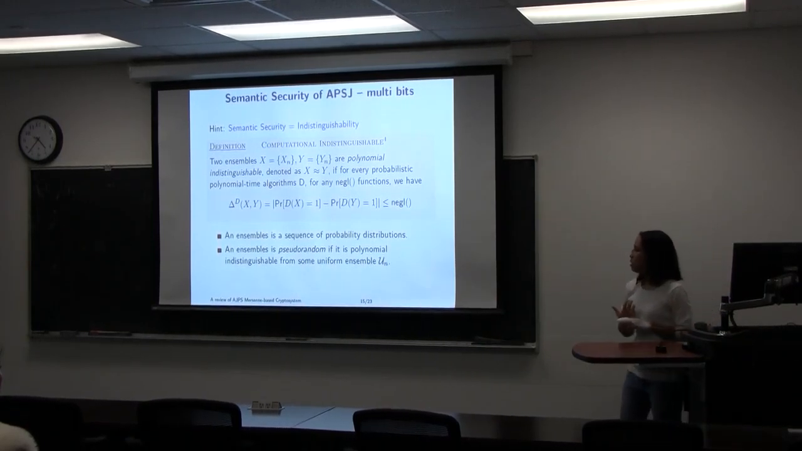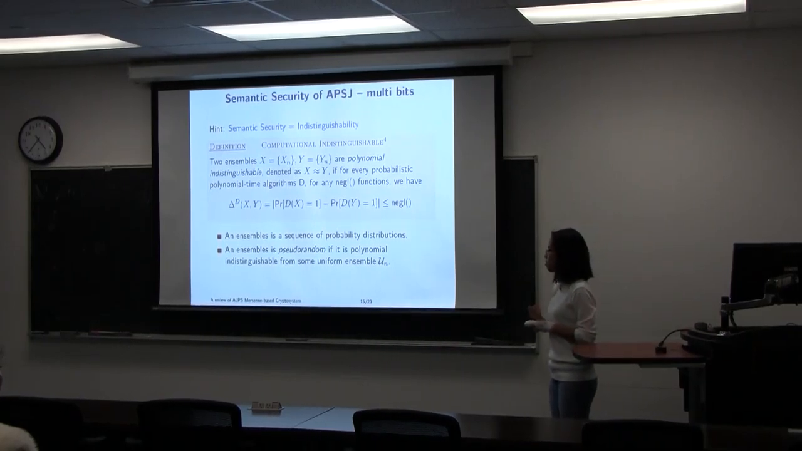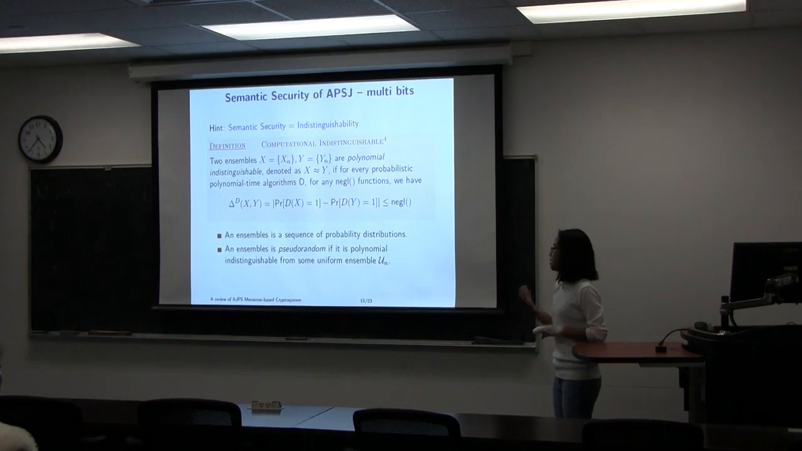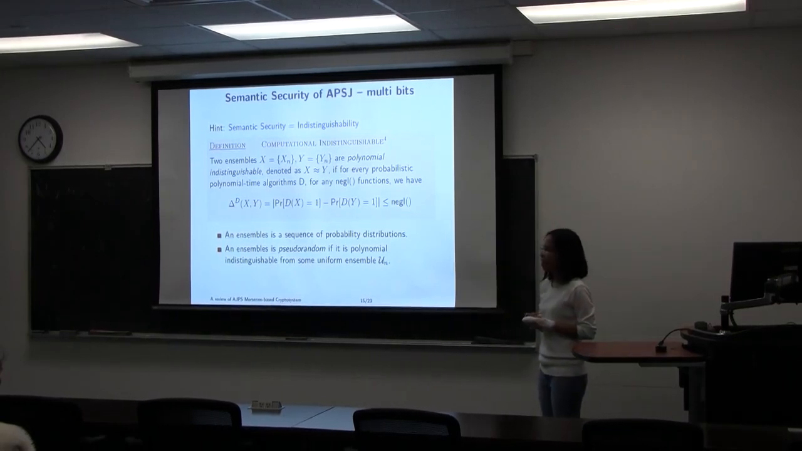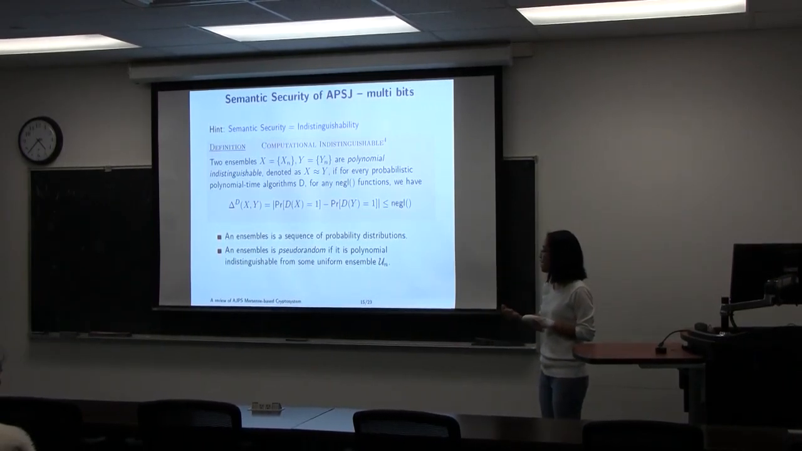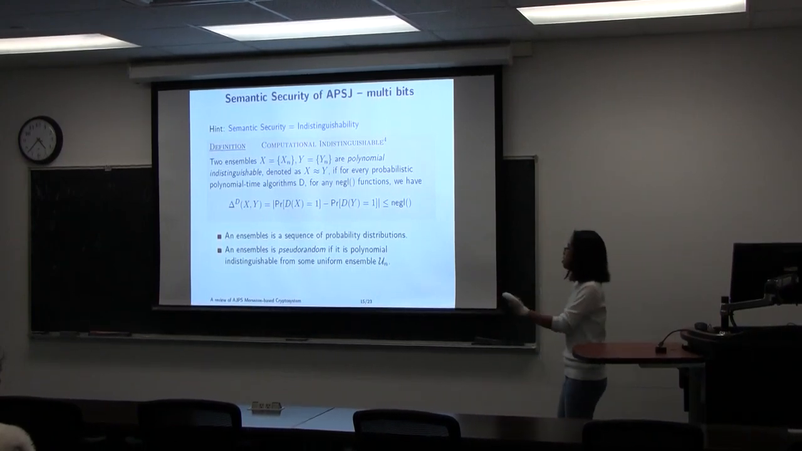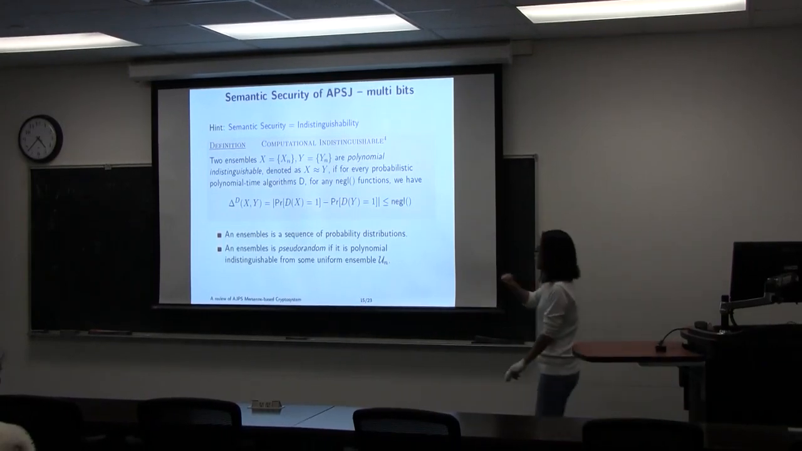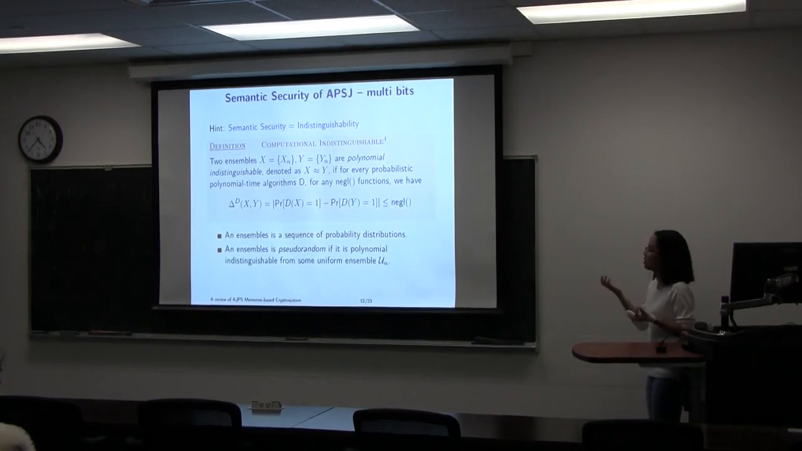And they also define pseudo-random. An ensemble is pseudo-random if it is polynomially indistinguishable from some uniform ensemble Un. Un is just a uniformly random random variable with n bits, where each bit is uniformly random from 0 and 1. And in here we say polynomial indistinguishable and computational indistinguishable have the same meaning.